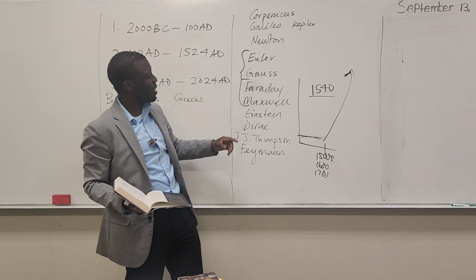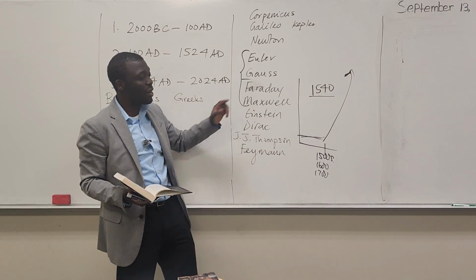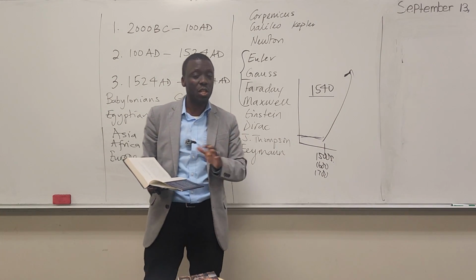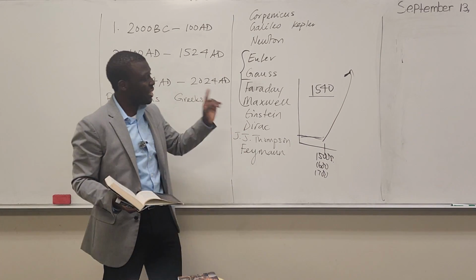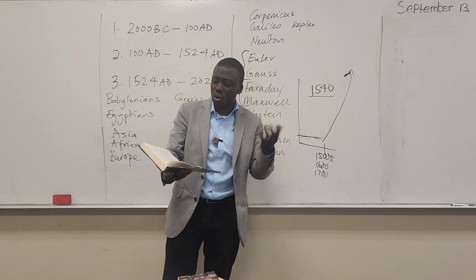Euler comes in 1707. Faraday comes in 1791. Maxwell comes in 1831. We're not talking about them yet. We're still in the 1500s. So what is going on in the 1500s?